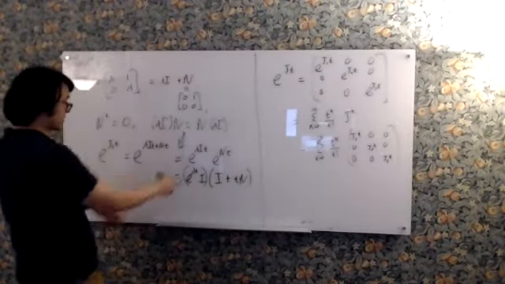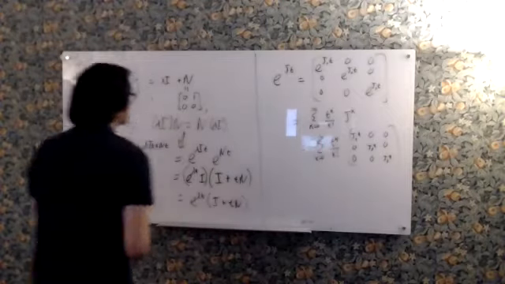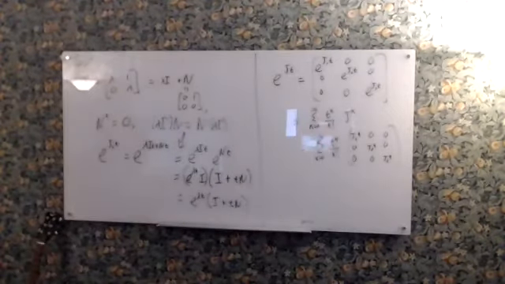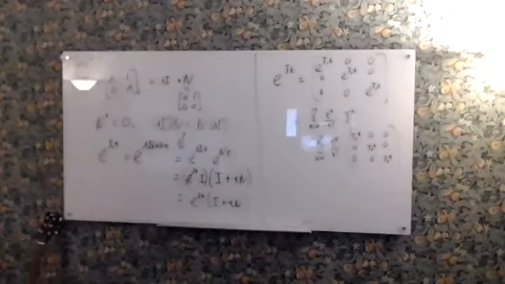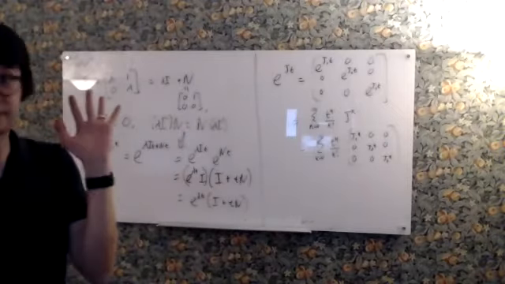It's equal to that thing. This I can be absorbed into here. You get e to the lambda t I plus Tn. All right, cool. So that is the case where we have a 2D Jordan block. Let's see what a 3D Jordan block looks like.